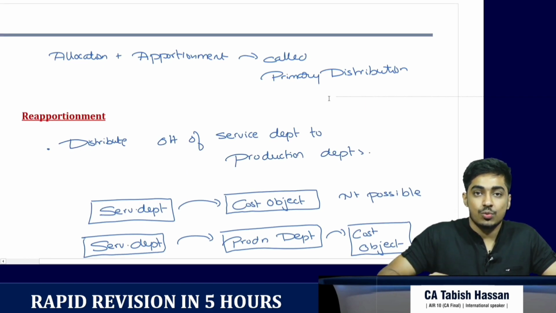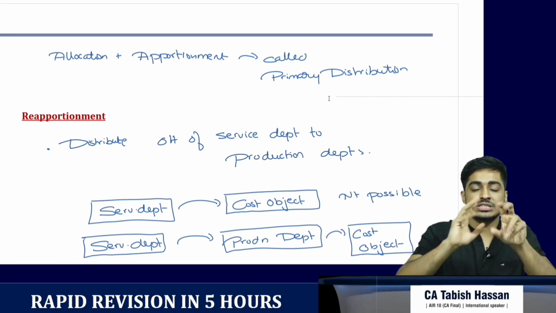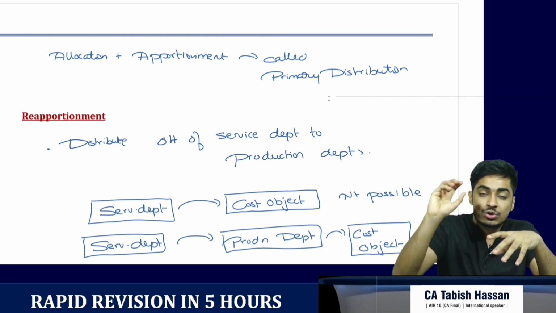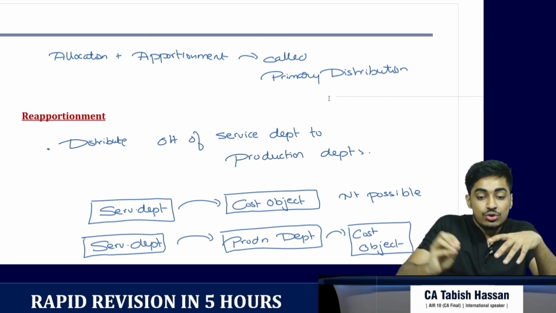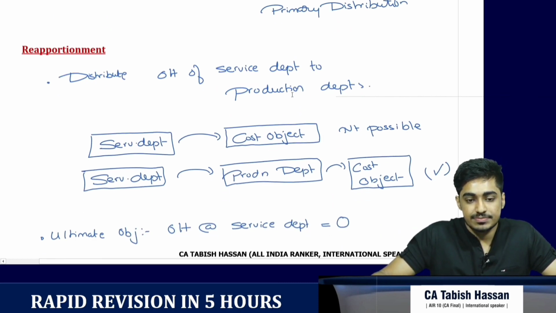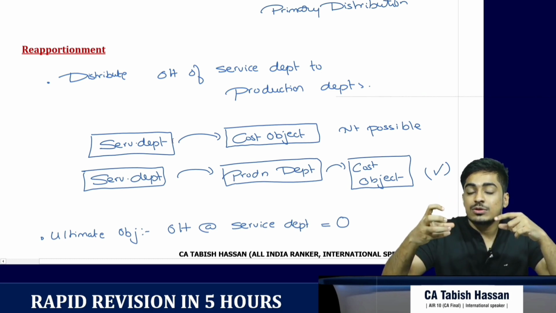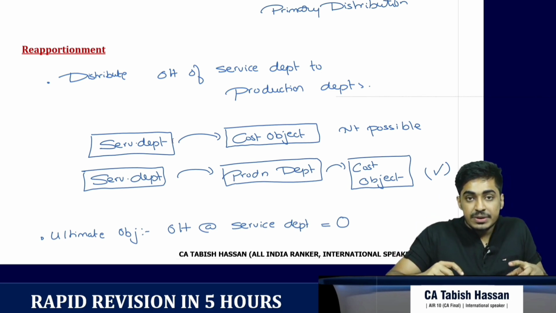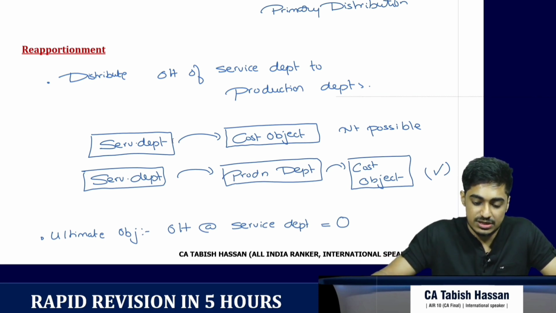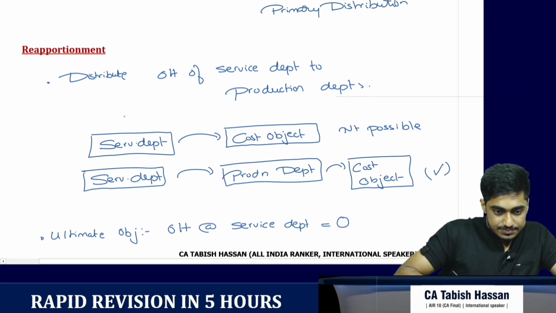Then we do reapportionment. What is reapportionment? The departments in an organization can be classified into production department and service department. In reapportionment, we are distributing the overheads of service department to the production department. Why are we doing this? Because from the service department, we cannot get a direct link to the cost object. But from service department, we can get a link to production department, and from production department, we can get a link to the cost object. I'll give you an example. Say we have the canteen cost.